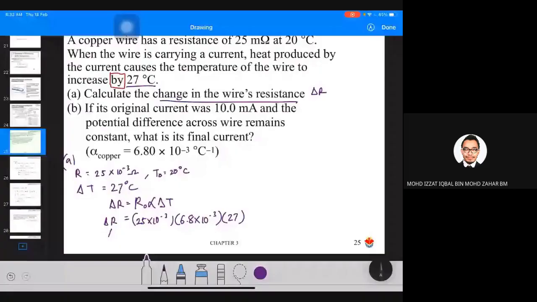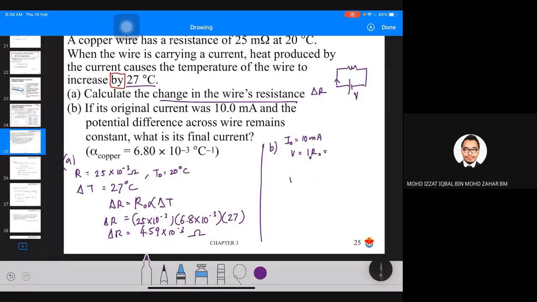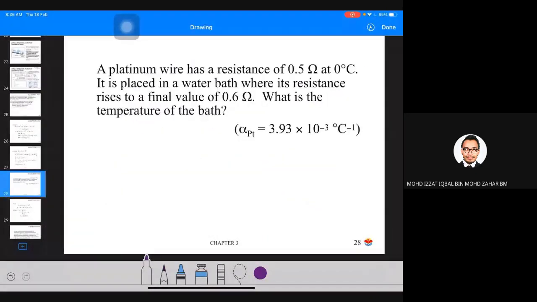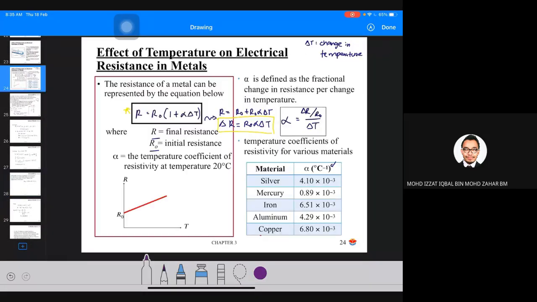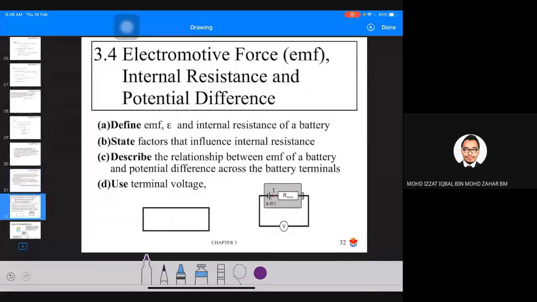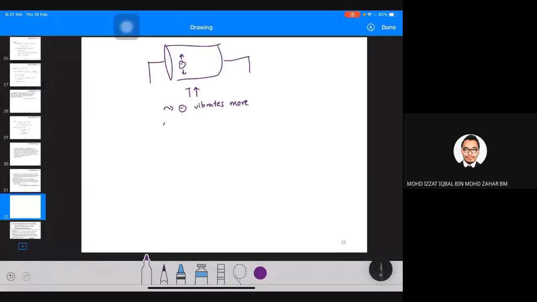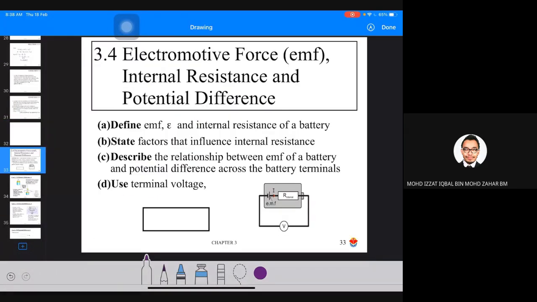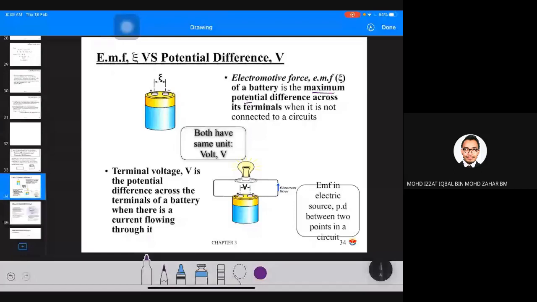So across the terminal of a battery. EMF in electric source, potential difference between points. Apa ni? I don't know what that is. I'm not sure apa yang dia nak cakap. EMF. Okay, it's okay. So logically, kalau kamu nak fikirkan EMF dengan potential difference ni, EMF tu dia kata dalam spec dia, sepatutnya dia dapat 1.5. Tapi bila kamu try to measure, actually you get something less.